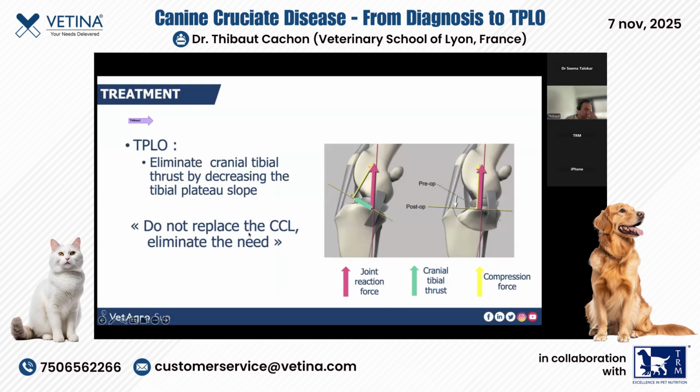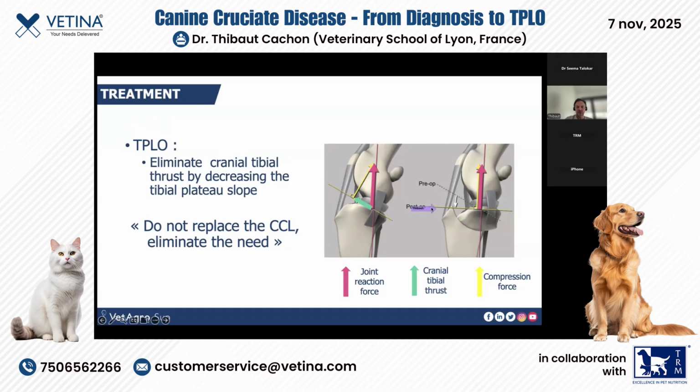That means you do not want to replace the cruciate, you want to eliminate the need of the cruciate. If you look at the stifle, you will get in peak the joint reaction force over there, which could be separated in the cranial tibial thrust, which is parallel to the tibial plateau slope, and the compression force, which is perpendicular to the tibial plateau slope.